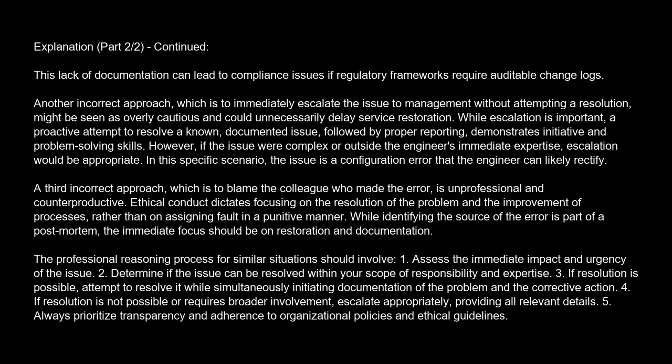2. Determine if the issue can be resolved within your scope of responsibility and expertise. 3. If resolution is possible, attempt to resolve it while simultaneously initiating documentation of the problem and the corrective action. 4. If resolution is not possible or requires broader involvement, escalate appropriately, providing all relevant details. 5. Always prioritize transparency and adherence to organizational policies and ethical guidelines.